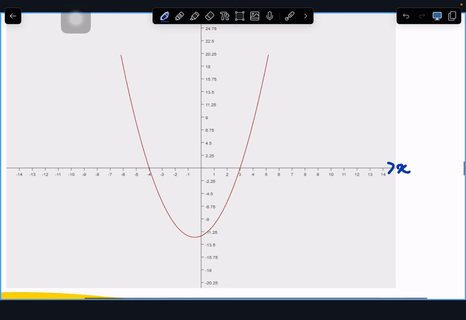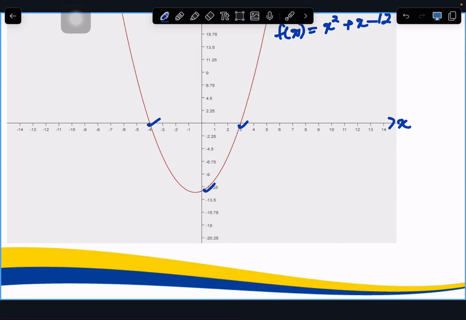X. And label your graph, which is f(x) equals x squared plus x minus 12. Right? And label your x-intercept. Label your y-intercept. And this one is quadratic because we have calculated the minimum point, correct? And label your minimum point somewhere. Question. Right?